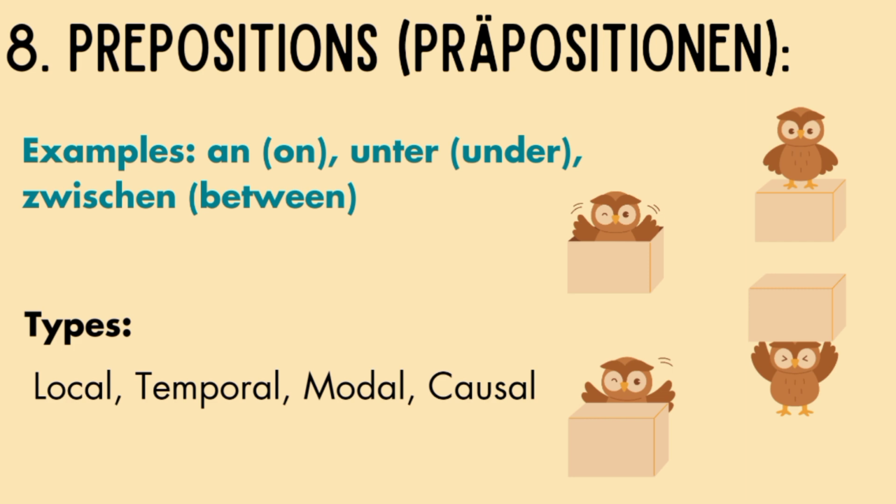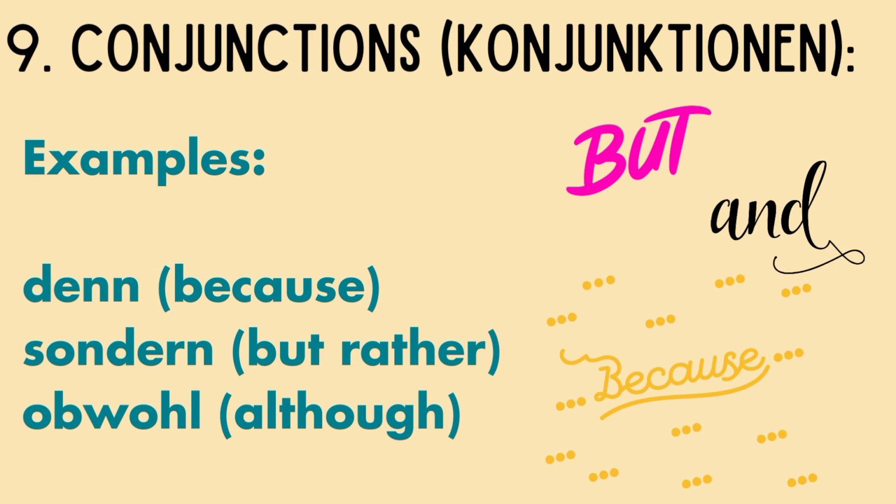So here we have some examples, in which an, which means on, unter, which means under, and zwischen, which means between. So here you can also see these cute owls showing all of these prepositions. Now let's move on to our ninth part of speech, which is conjunctions or konjunktionen in German language.